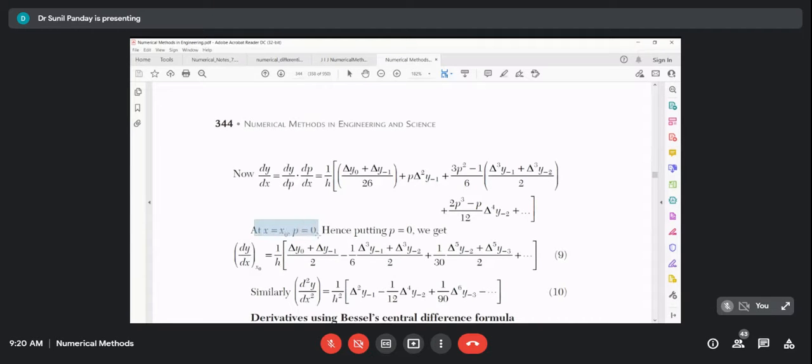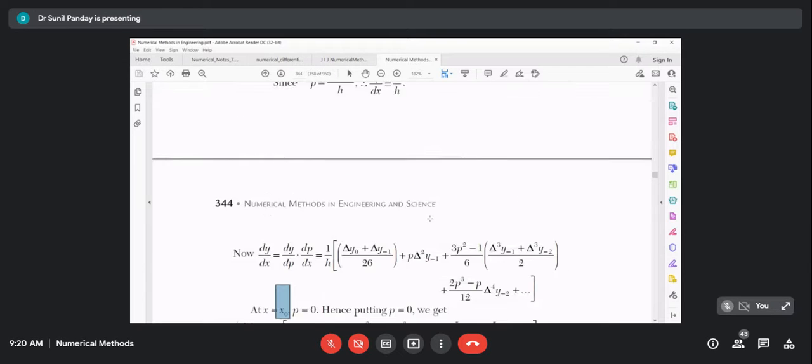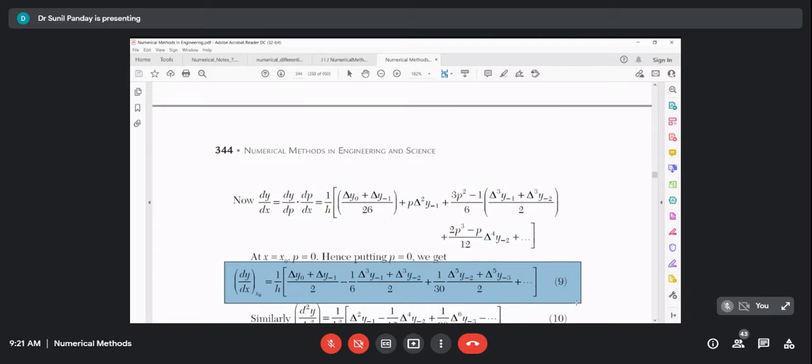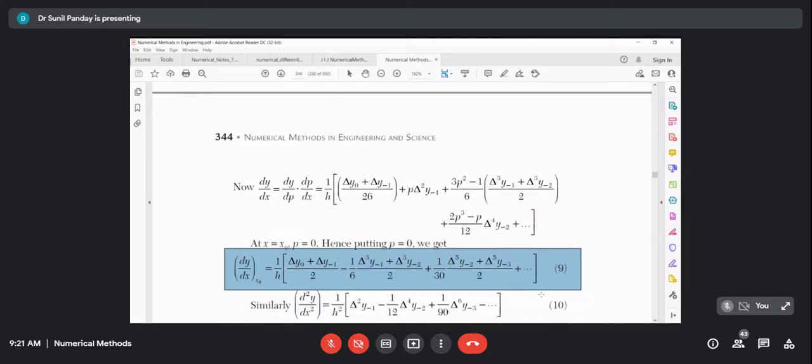So here we are writing x equals x naught, and it looks like the initial point. But we know that when we are dealing with the Stirling formula, we select this x naught at the middle of the table. So x naught is now the middle point, because when we are dealing with the Stirling or central difference formula, we select x naught as the middle point. So we put p equals 0, and this is the formula for calculating the derivative at the middle point of the table.